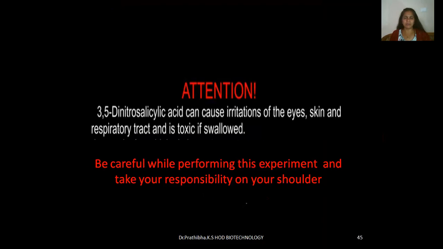One precaution you need to keep in mind is that 3,5-dinitrosalicylic acid can cause irritation of the eyes, skin and respiratory tract, and is toxic if swallowed. That's why you should be very careful while pipetting, or better, you can use a measuring cylinder to pour that particular DNS reagent. Be careful while performing this experiment and take the responsibility on your shoulder.